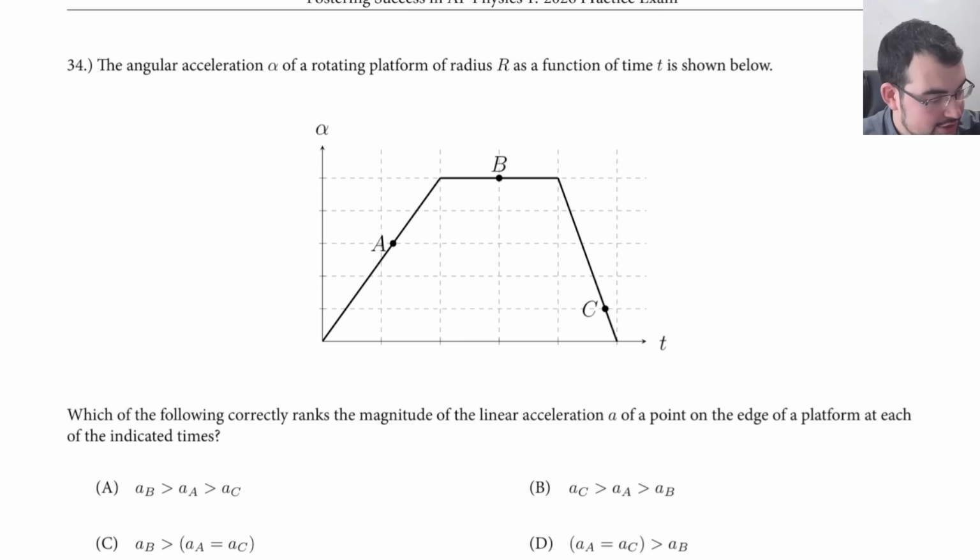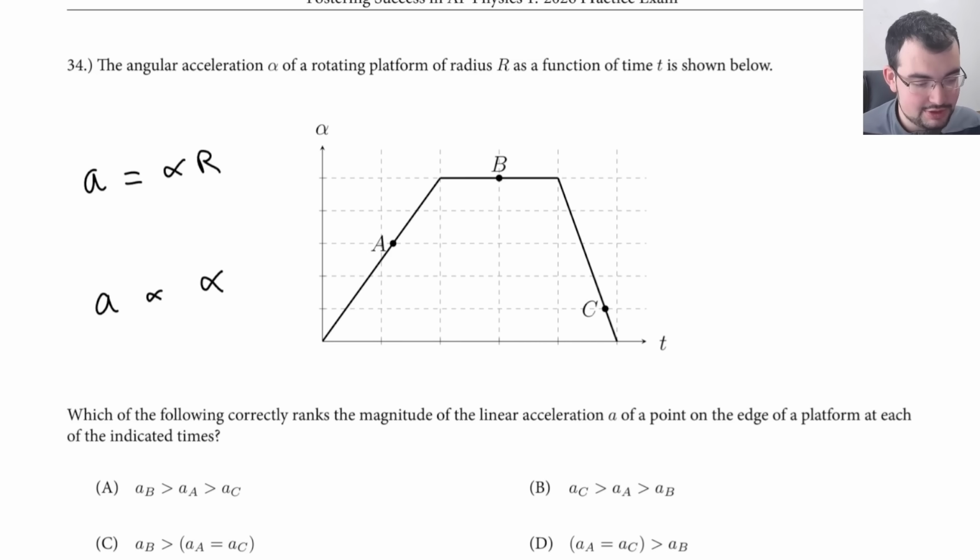The angular acceleration of a platform as a function of time is shown below. Which of the following correctly ranks the magnitude of the linear acceleration of a point on the platform at each of these times? Well, anytime you have a graph question, you have to figure out how it relates. Is it a reading question? Is it a slope question? Is it an area question? In this case, we're relating angular acceleration to linear. So we have the relationship: linear acceleration is angular acceleration times the radius. So we are literally just reading the graph.